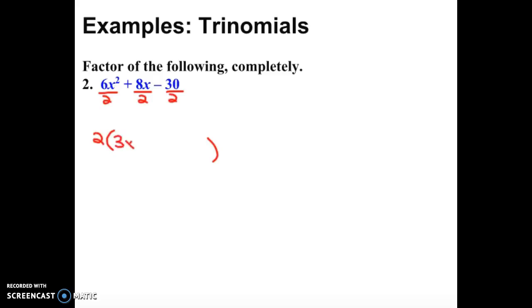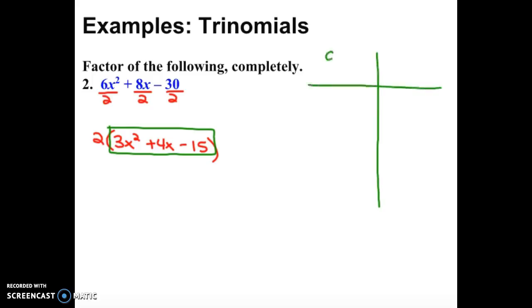When I do that, I get 3x squared plus 4x minus 15. I am going to make my t-chart based on that, so the numbers are smaller. Okay, so just like I've been doing, I'm going to make my t-chart. And so if I use what I just wrote down and boxed in, a times c, a is 3, c is negative 15, so a times c is negative 45. B, the number in front of x in the middle, is 4.